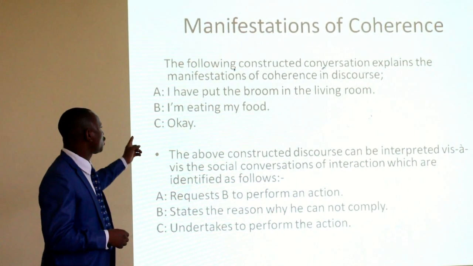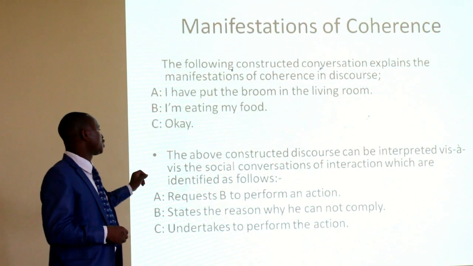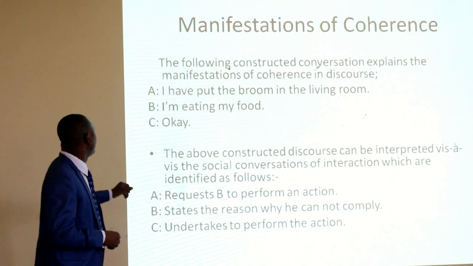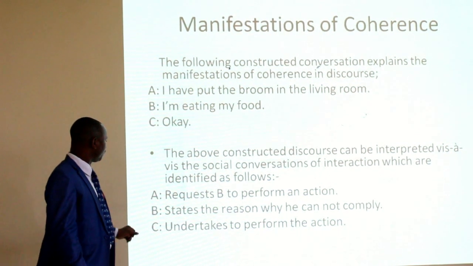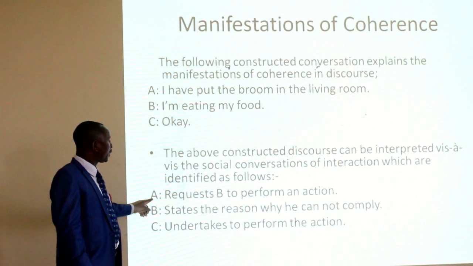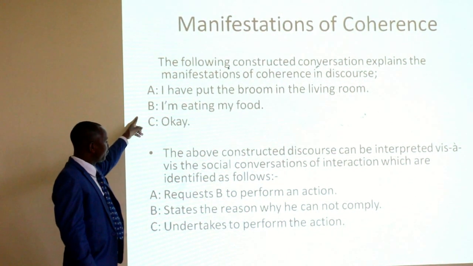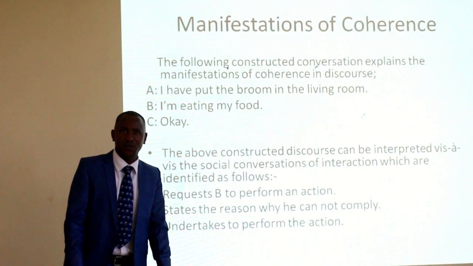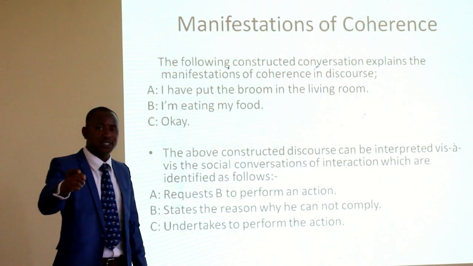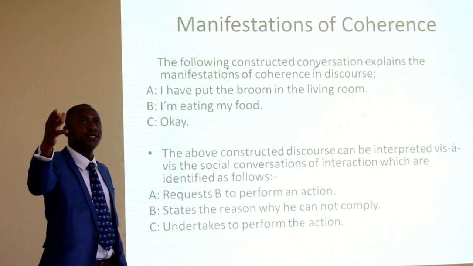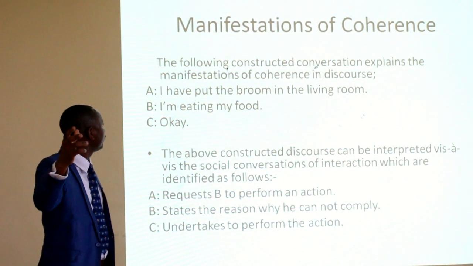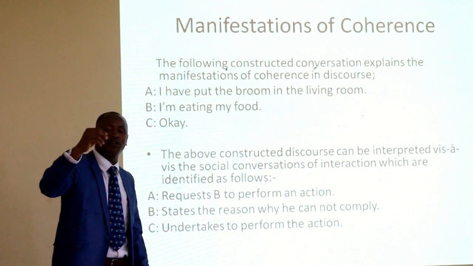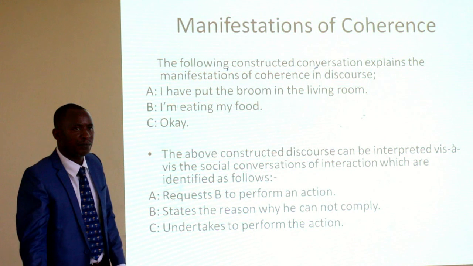The above constructed discourse can be interpreted vis-a-vis the social functions of interaction, which are identified as follows. I have put the broom in the living room. This person requests B to perform an action. He or she is requesting the other person either to bring the broom from the living room, or to take the broom from the living room and use it for some activity.